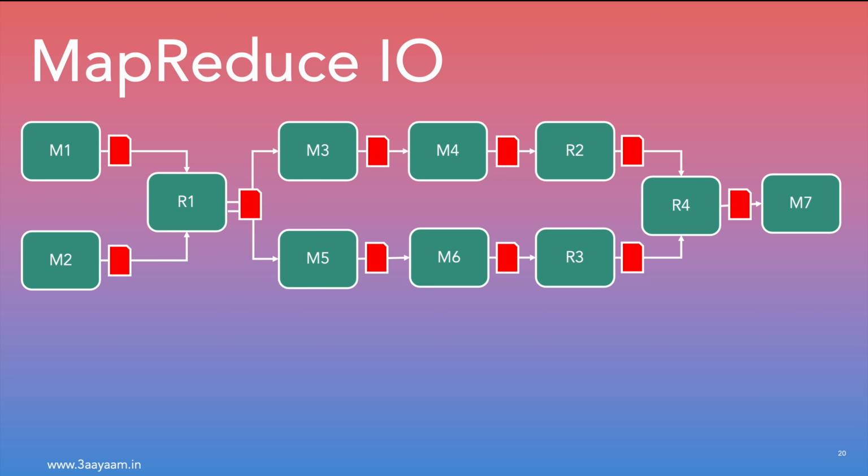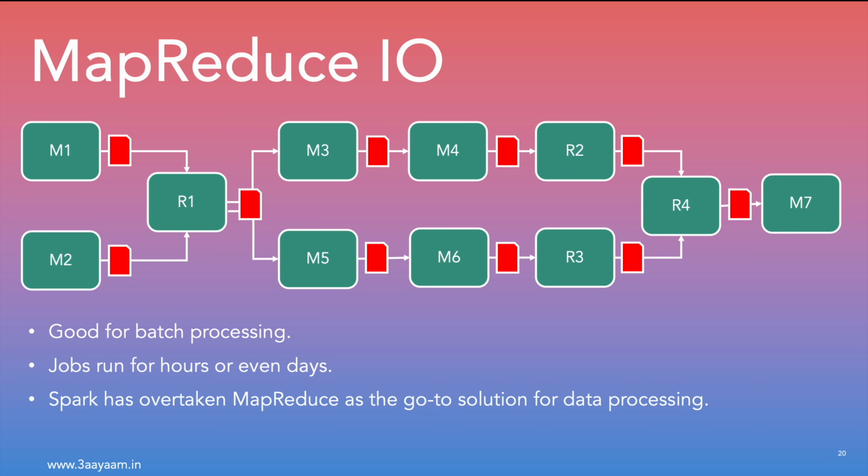And that is the exact problem with MapReduce, that at every step, it writes to files and reads from the files. And that's why MapReduce jobs take a lot of time, and it is good for batch processing. Even today, we use MapReduce in the form of Hive. What we do is run batch jobs using the MapReduce framework. Now the jobs can run for hours or even days. I have seen MapReduce jobs running for days also. Now because of this IO problem that I'm talking about, which is a major one, Spark has overtaken MapReduce as the go-to solution for data processing.